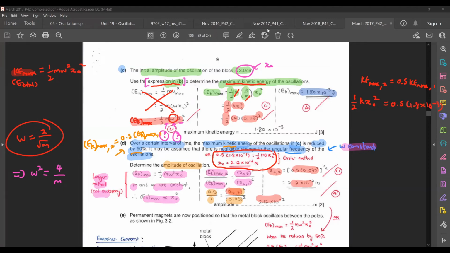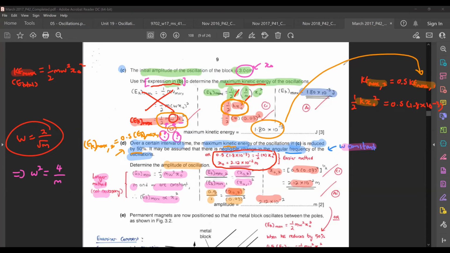You see your Ke max 1 is actually this value right over here, which you already found in the previous question. And then your Ke max 2, how come I write the expression as half K x naught square? It's because I took it from here. I know that originally it might be half m omega square x naught square, but if I substitute in for omega square, my Ke max expression is actually just half K x naught square.